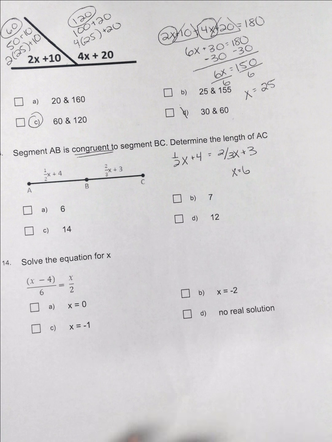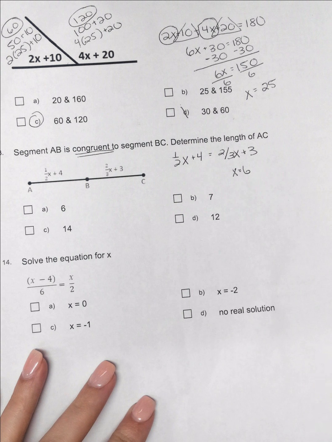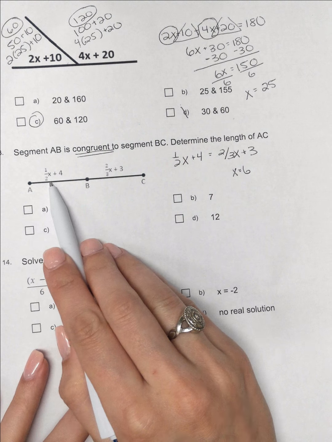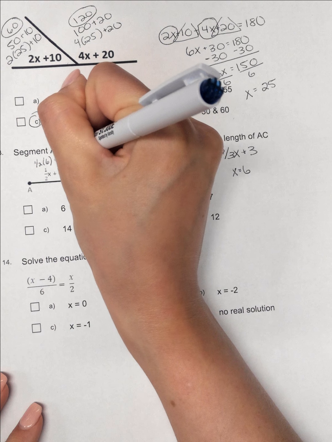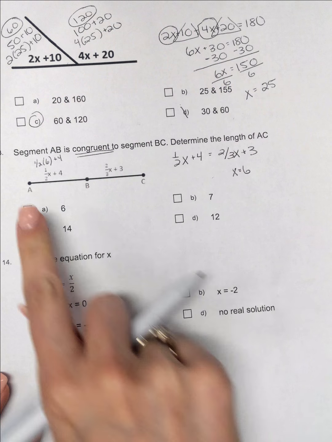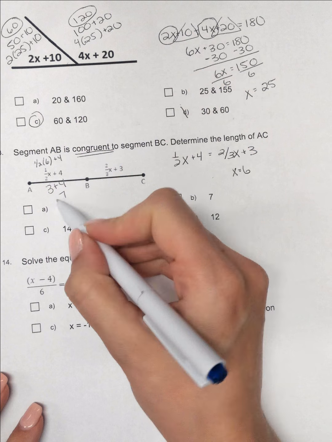So I found that they were equal at 6. At 6 they were both equal to 7. Okay. So now to figure out what this side is equal to, I'm going to plug the 6 back in. So 1/2 times 6 plus 4. So half of 6 is 3. And 3 plus 4 is 7. So this side's equal to 7.